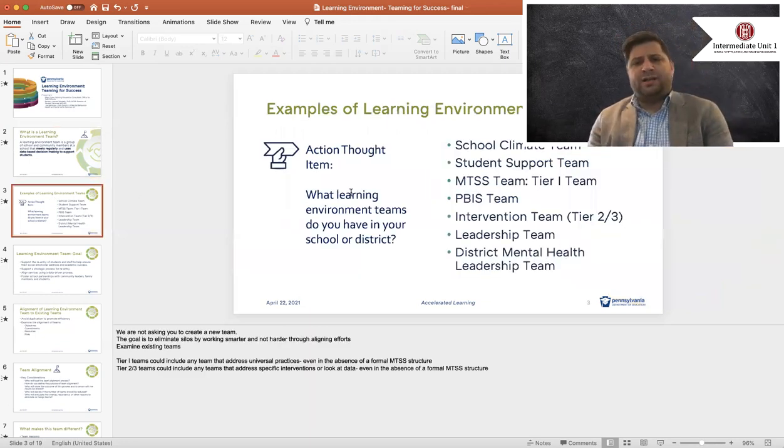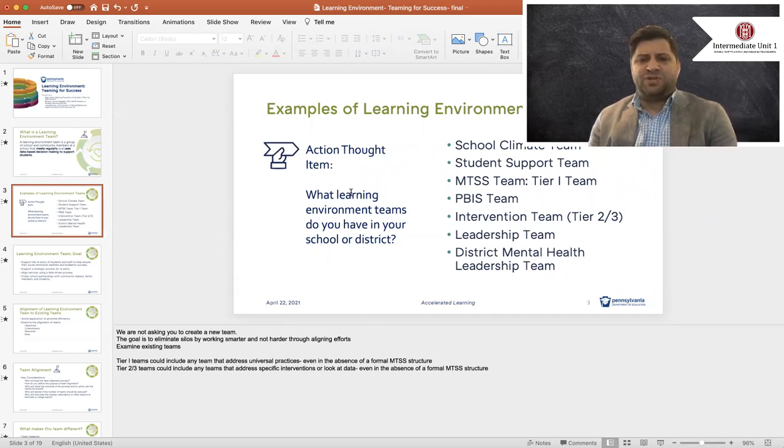And as we talk about a learning environment team, we really want to pose to our districts and to our intermediate units to consider what learning environment teams you already have in place. We are not asking or recommending that you create a new team. What we're recommending is that as a district, as a school, you eliminate silos between your teams by examining what existing teams are already in place and where their natural overlaps may occur. Remember, it's about working smarter and not harder through these alignment efforts.